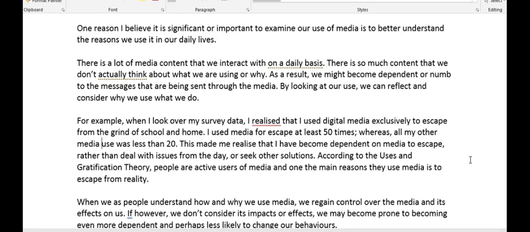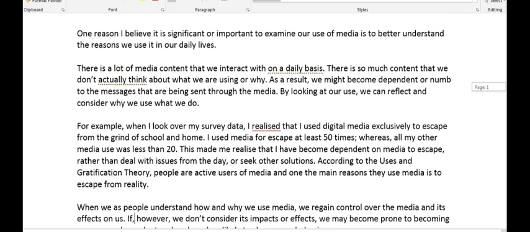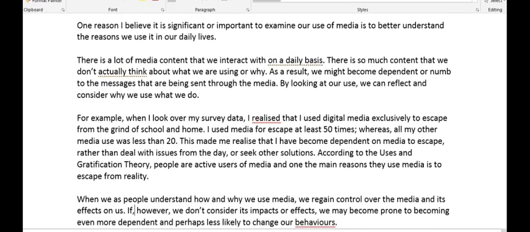And according to the uses and gratifications theory, people are active users of media, and one of the main reasons they use media is to escape from reality. When we as people understand how and why we use media, we regain control over the media and its effects on us. If, however, we don't consider its impacts or effects, we may become more prone to becoming more dependent and perhaps less likely to change our behaviors. So we've stated its significance there. We've gone ahead and supported it with a little bit of examples, and it gives us something to think about, a chance to have that comprehensive look at why it's important.